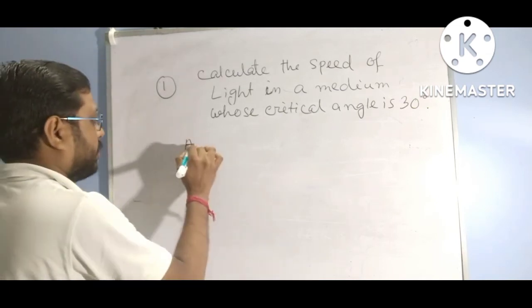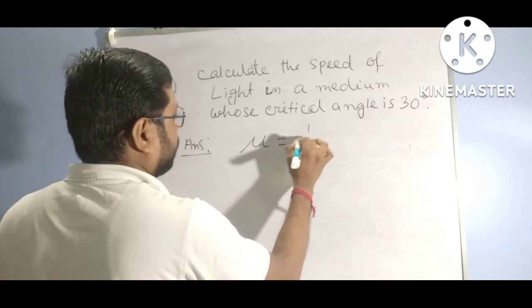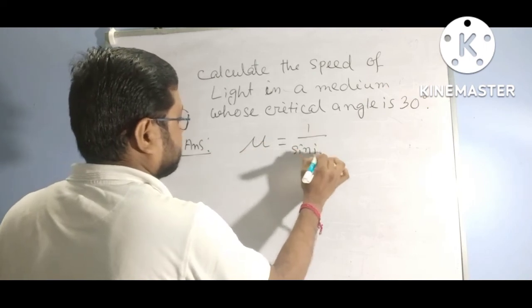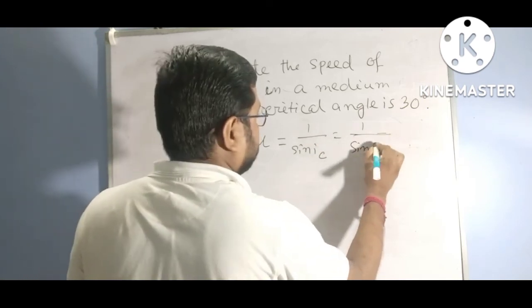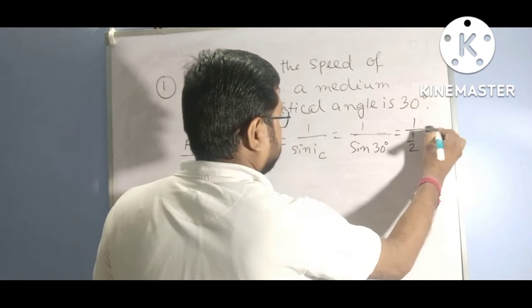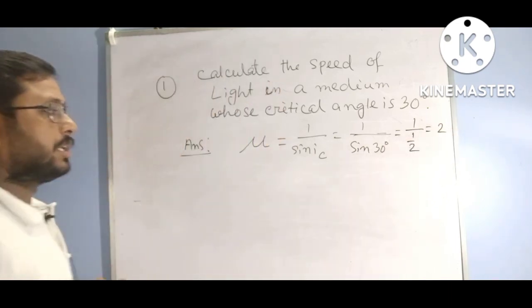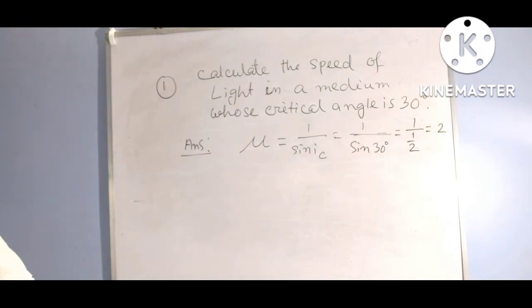So how can we solve it? We know the refractive index mu equal to 1 by sin IC. So we put the value of IC here, 1 by sin 30. The value of sin 30 is half, so it becomes 2. Mu equal to 2.